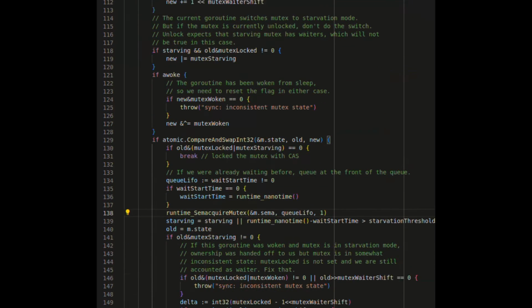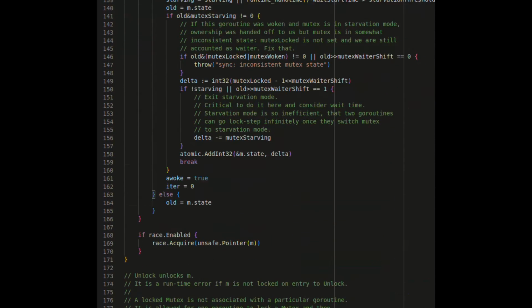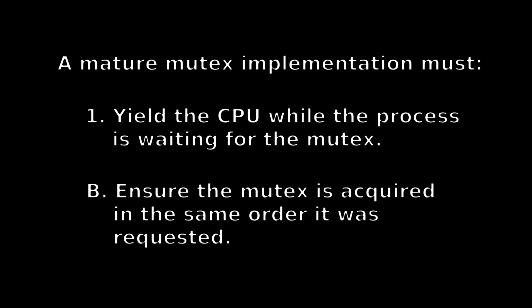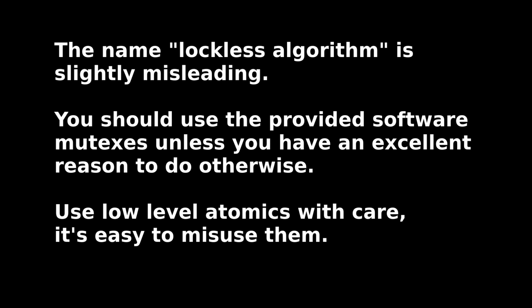Of course, any mature mutex implementation is going to have equivalent code, because it needs to do two things. First, it ensures that waiting processes yield the CPU to other processes while they wait. And second, it ensures that when the mutex is highly contested, acquisition is done fairly, in the same order as requested. In conclusion, the term lockless algorithm is misleading.